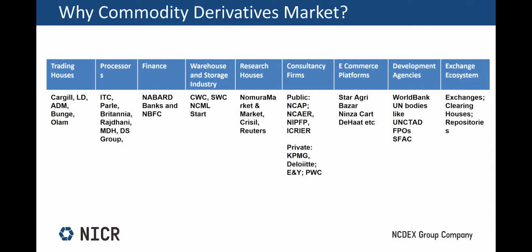We have the banking system, which is huge, and banks, as a priority sector, lend to the commodity market, including the electronic warehouse receipt system. So they need people who understand this marketplace because there is still a knowledge gap. There are warehouse and storage industries. There are startups which are coming out, NCMLs of the world, Star Agri Bazaars.